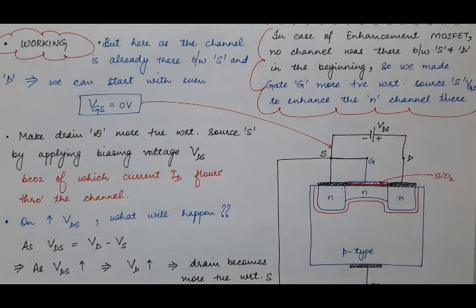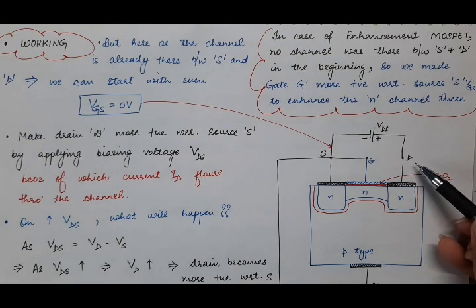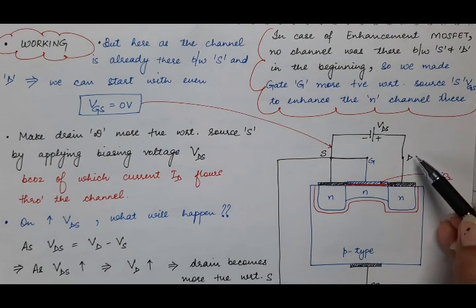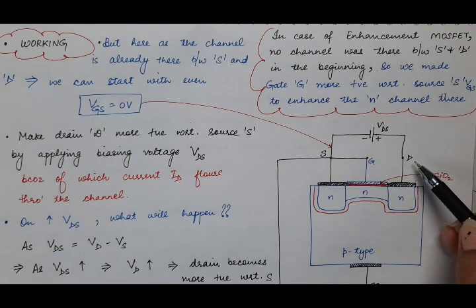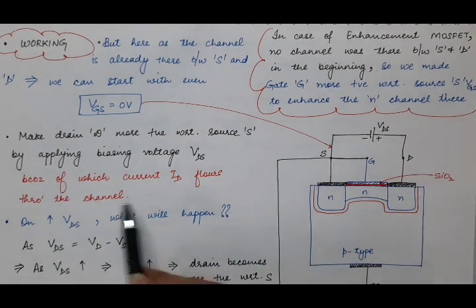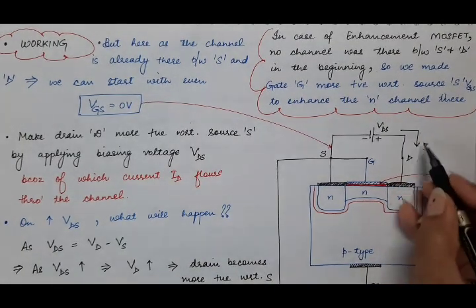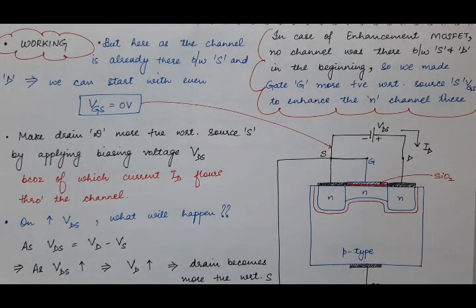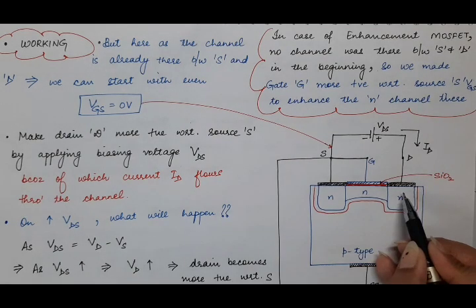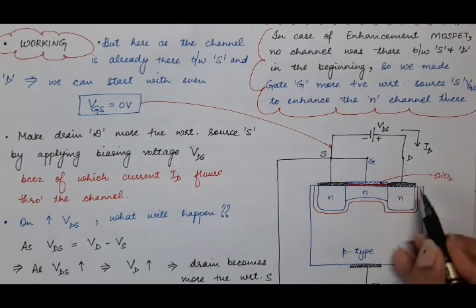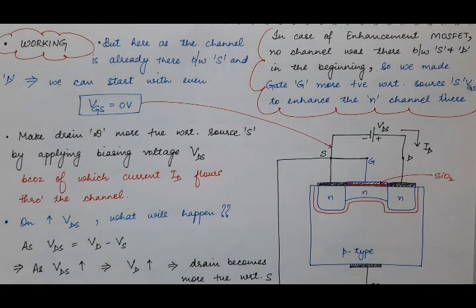Because of this, the higher potential at drain will attract electrons towards itself. Therefore, current ID will flow because of this higher positive potential of drain. So current ID will flow in this direction. This will be the direction of conventional drain current, which is opposite to the direction of flow of electrons, which is this. So electrons are flowing in this direction, and the direction of conventional drain current will be opposite to that.